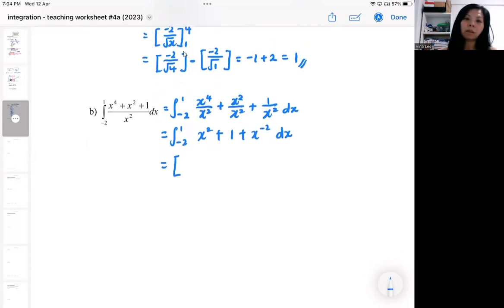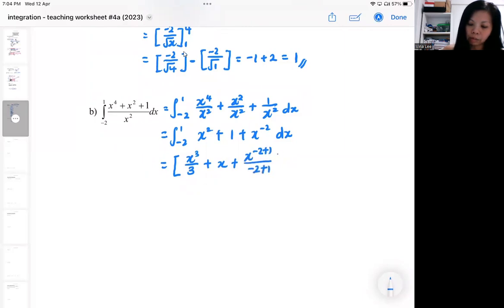The moment you start your integration, the integration sign disappears. It comes with a square bracket. So you return a power, divide by the new power. Integrate 1 is x. Return a power, divide by the new power. So the moment you start using the formula, the integration sign disappears and becomes a square bracket. Don't do a top minus bottom unless you have arranged them properly.